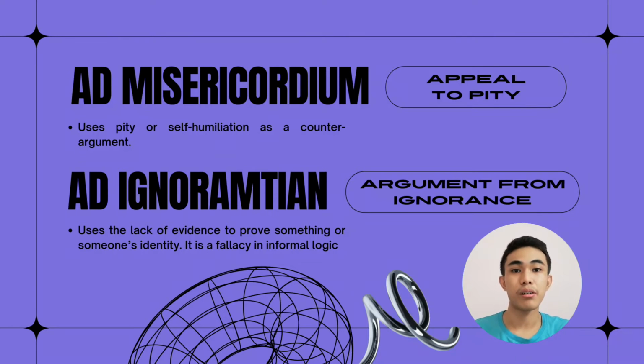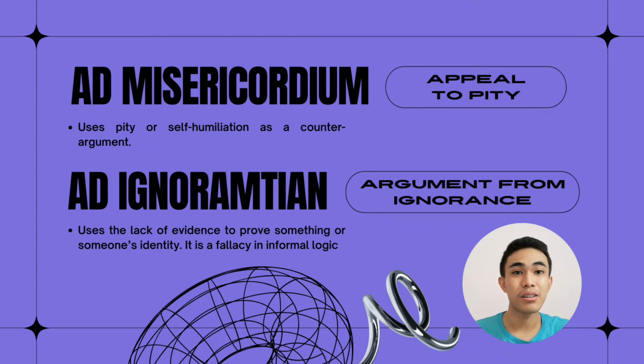Next type is the ad misericordiam or appeal to pity. This uses pity or self-humiliation as a counter-argument. And this is self-explanatory. For example, you're breaking up with me? Why? Am I really that stupid of a person? Wala na ba talaga nagmamahal sa akin? Minahal mo ba talaga ako ni minsan? So that's an appeal to pity.